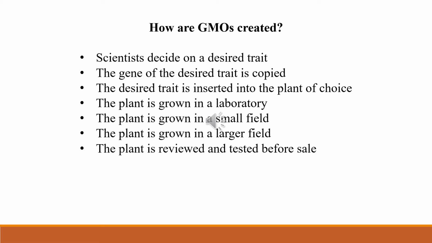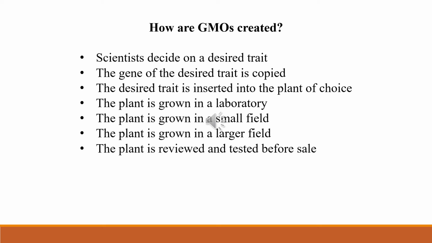How are GMOs created? Here are the steps used to create GMOs, simplified, of course. Scientists first decide what trait they would like to give to a certain plant, such as resistance to bugs, herbicide, or pesticides. Once scientists find the trait that they want, they then copy the gene of that trait. Scientists would then use tools to insert the gene of their desired trait into the DNA of a plant.